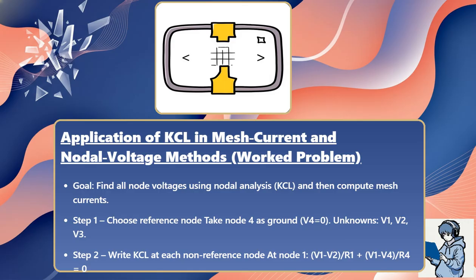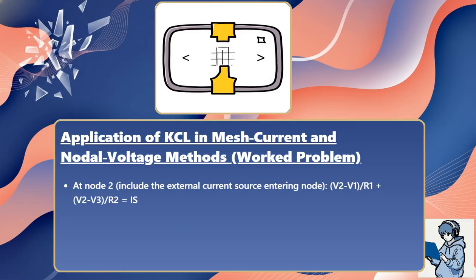Step 2. Write KCL at each non-reference node. At node 1, (V1 minus V2) divided by R1 plus (V1 minus V4) divided by R4 equals 0. At node 2, including the external current source entering the node, (V2 minus V1) divided by R1 plus (V2 minus V3) divided by R2 equals I_S. At node 3, (V3 minus V2) divided by R2 plus (V3 minus V4) divided by R3 equals 0.